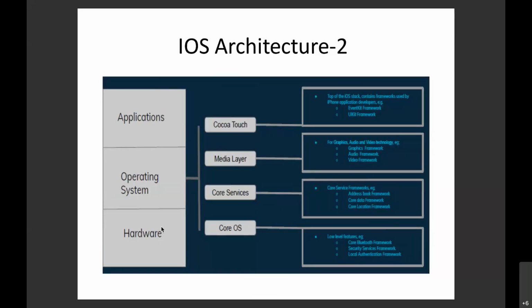There is a hardware layer, above that the operating system, and then the application. The application interacts mostly with Cocoa Touch, which consists of the UIKit and Event Kit frameworks. These frameworks help with UI interaction. Below that there is a media layer, which consists of audio, graphics, video, and the frameworks used for them. The core services include data and address, everything. Below that, there is the core OS, which consists of the basic hardware level frameworks used in the interaction.